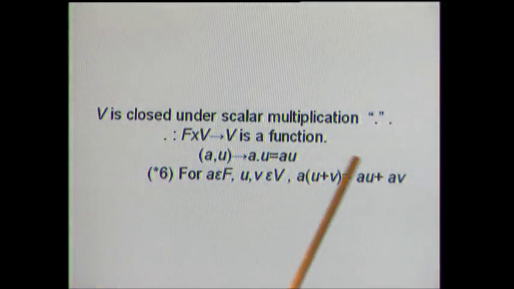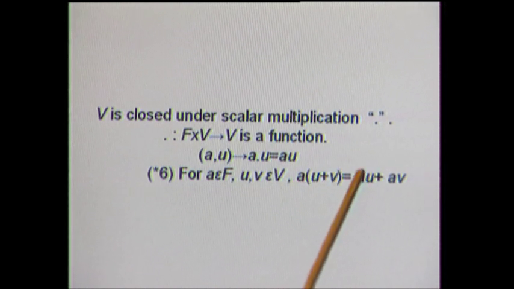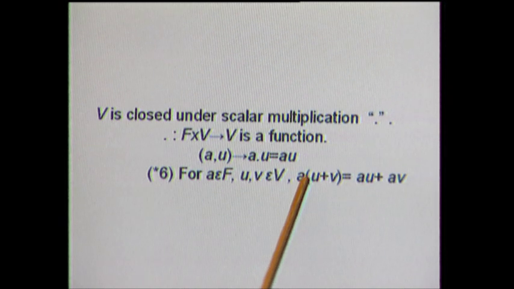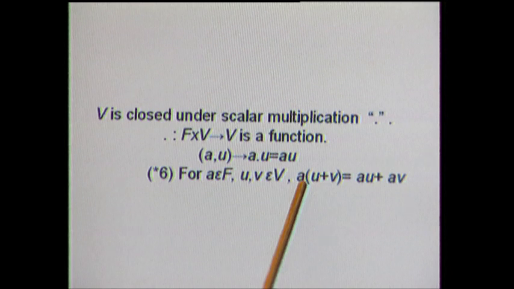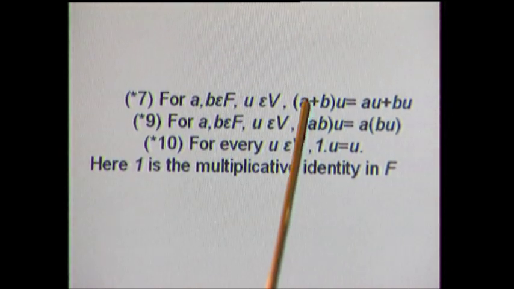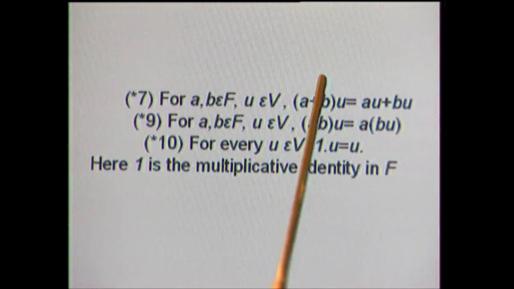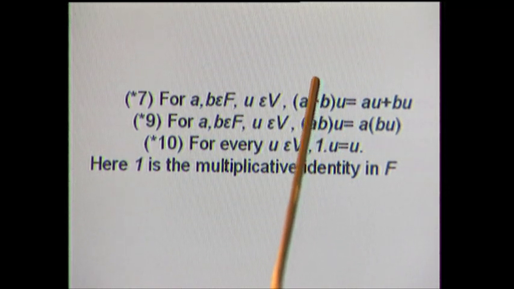satisfying the following properties. It should be distributive over the addition in V, that is a into (u plus v) must be au plus av. This is scalar multiplication, u plus v is coming from V, so a into is scalar multiplication and this plus is plus in V, and then (a plus b) into u should be equal to au plus bu. Here a and b are coming from the field and therefore this plus is the plus in the field, and a plus b is an element in F, and the elements in F are called scalars.